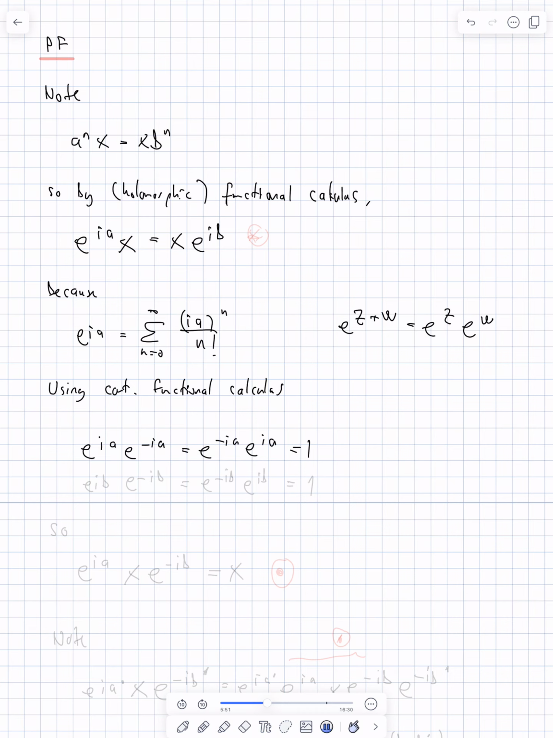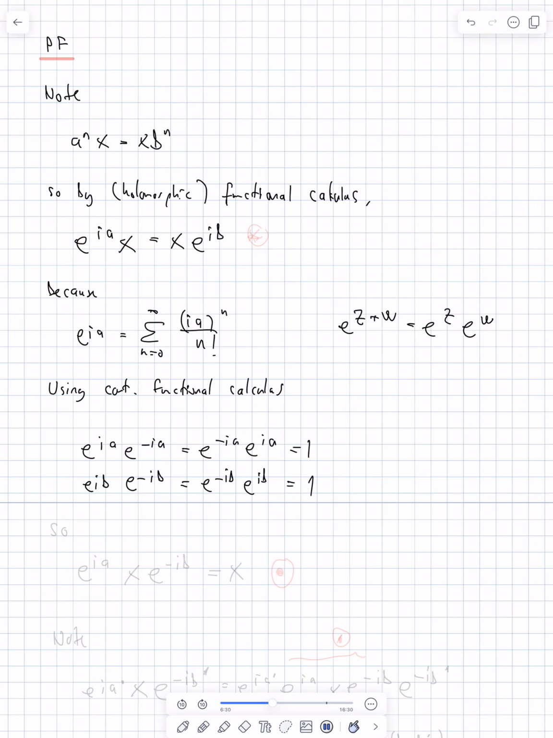Because I know that e to the iA is just that function e to the iz applied to A, and I know that the equation that I've written holds with the z and not an A. Right, and then just because of the properties of the functional calculus, I get the conclusion that I need. And of course, I can do the same with B. They have the same given assumptions. So this is true.